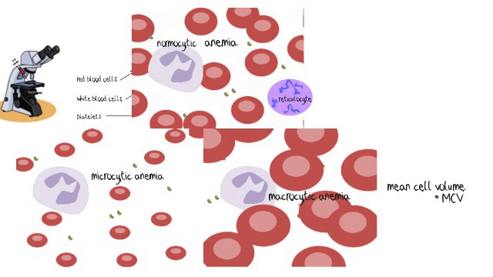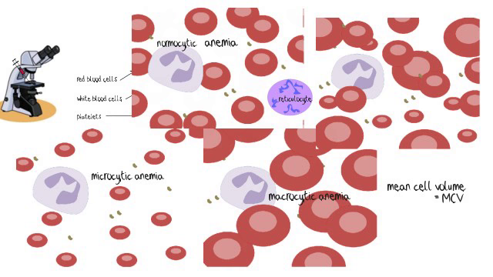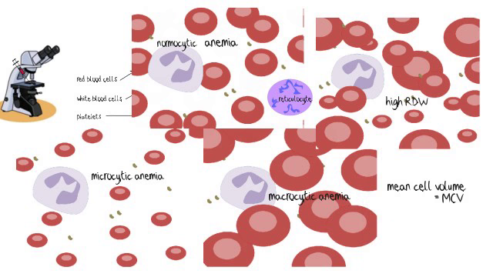It's also possible to have a wide range of sizes in red blood cells in anemia. The degree of variability in size is represented by the red cell distribution width, or RDW. A high RDW means the red cells are very different in size.